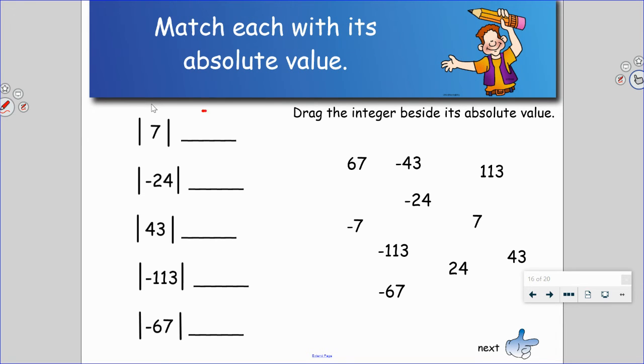The absolute value of 7 is 7 steps away from 0. The absolute value of -24 is 24. Remember, absolute value does not mean opposite. It means distance from 0.